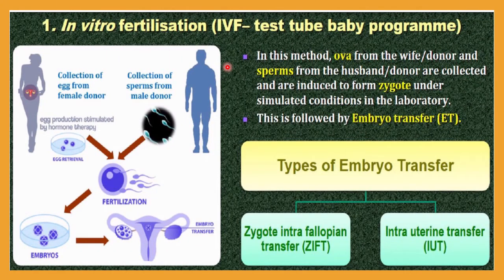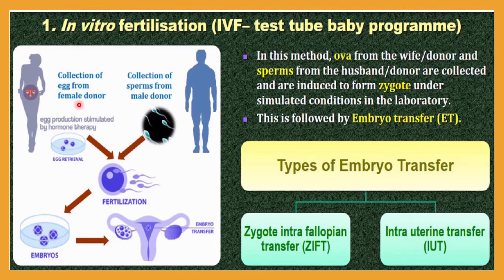First of all, let me discuss IVF, that is the test tube baby program, called in vitro fertilization. In this method, ova from the wife or a donor and sperms from the husband or a donor are collected. Here you can see the collection of egg from the female and of sperm from the male. Maybe from the husband, maybe from the wife.